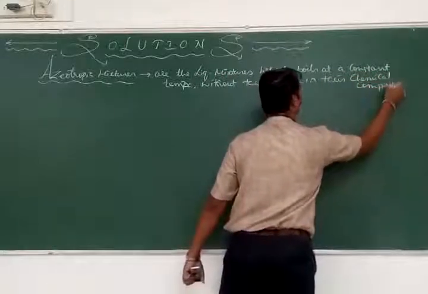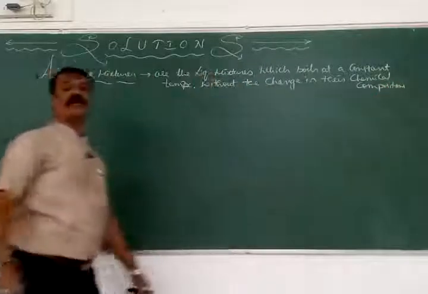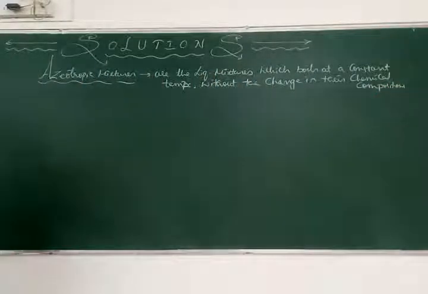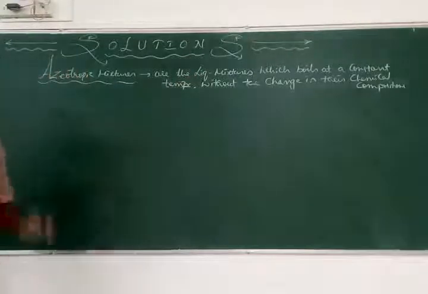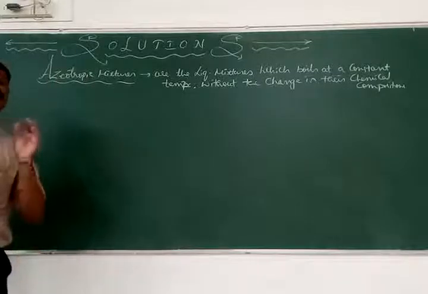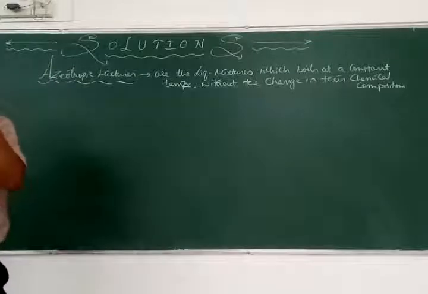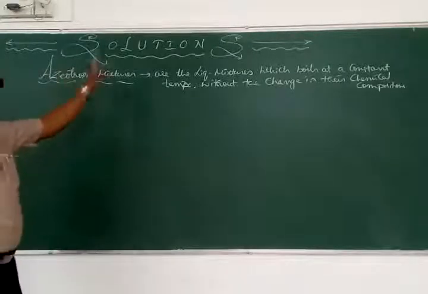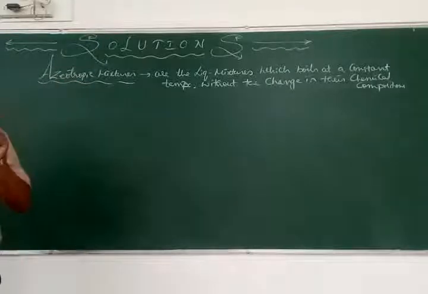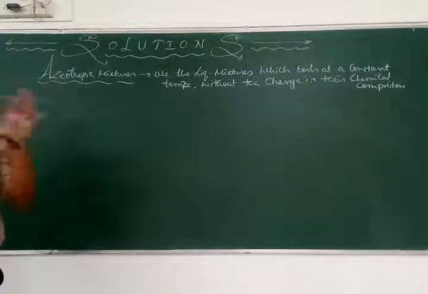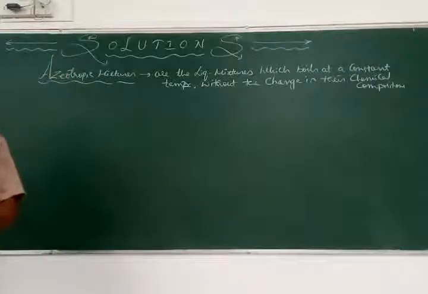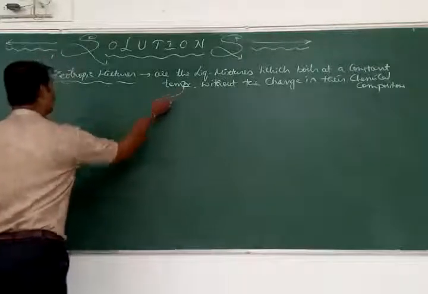Chemical composition. Then those types of liquid mixtures are called azeotropic mixtures. Azeotropic mixtures are liquid mixtures which boil at a constant temperature without the change in chemical composition. Very simply, constant boiling point liquid mixtures are called azeotropic mixtures. Why are they constant? Because their chemical composition doesn't change. If that is the case, it is called an azeotropic mixture. So these are of two types.